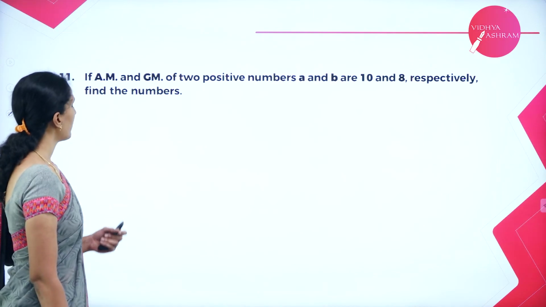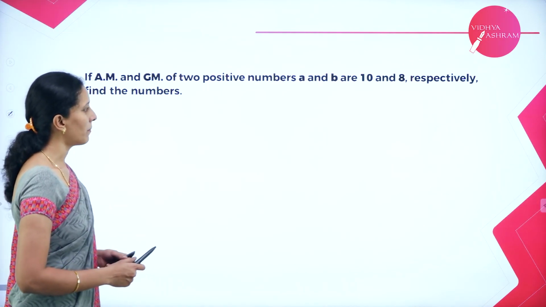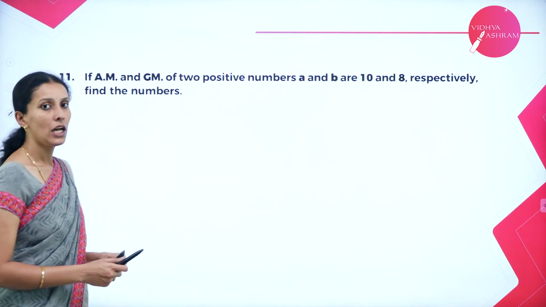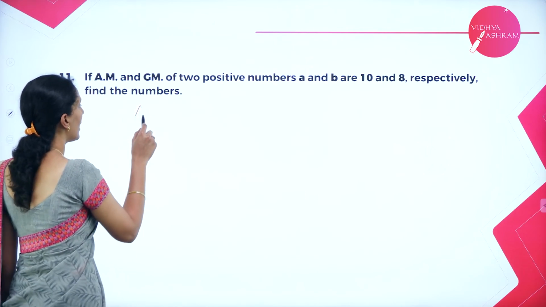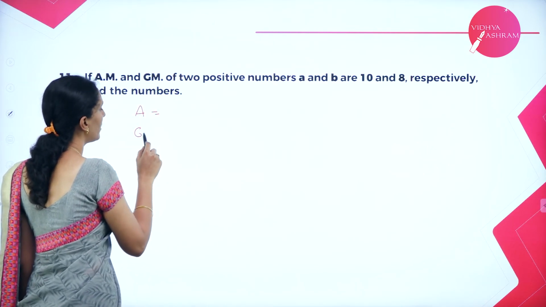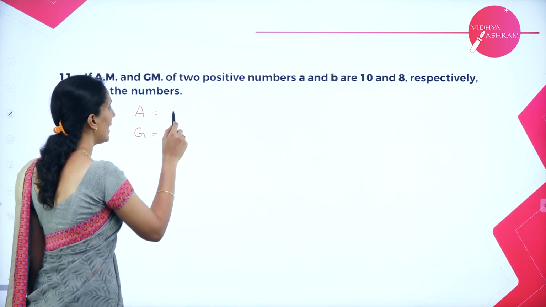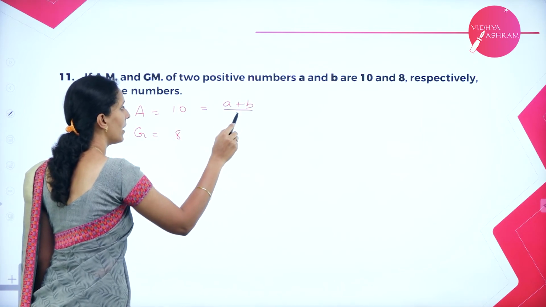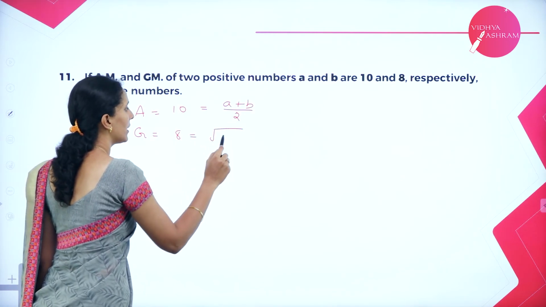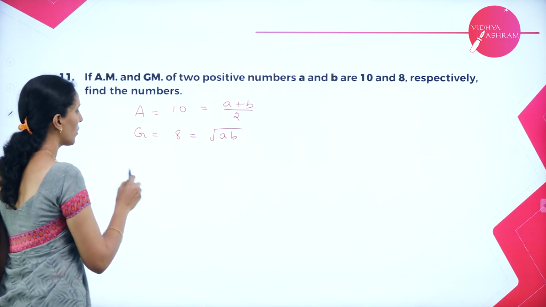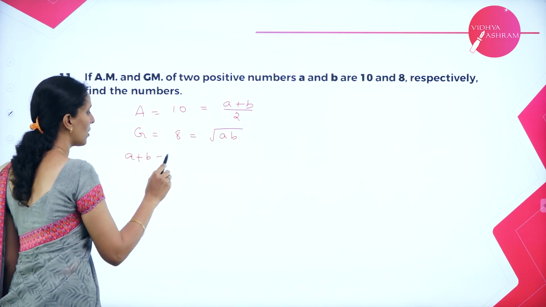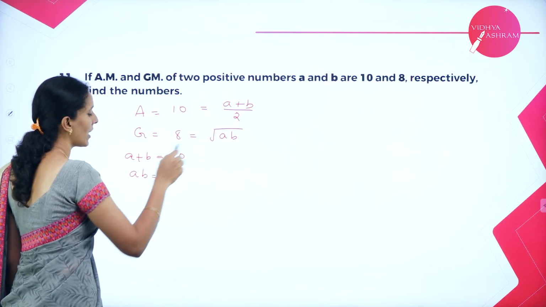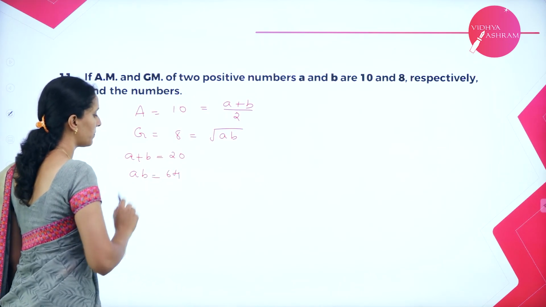Next question. If AM and GM of 2 positive numbers A and B are 10 and 8 respectively, find the numbers. So they have given the arithmetic mean and geometric mean of 2 numbers as 10 and 8. What is the arithmetic mean? It is A plus B divided by 2. What is geometric mean? It is root of AB. So from this we can write A plus B is equal to 20 and, squaring both sides, AB is equal to 64.